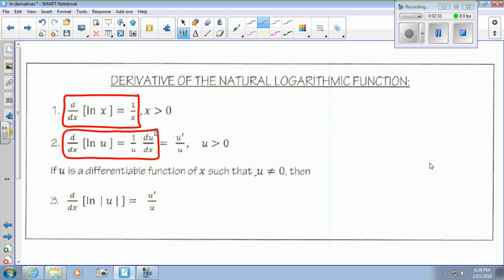So anytime there's any function in there that's not just an x by itself, you're going to use a chain rule. Another way to write that is to say u prime over u. That's the derivative of that inside function over the original function. And in number 3, you'll notice that if your function is in absolute values, it does not change your derivative rule. Still the derivative divided by the original function.